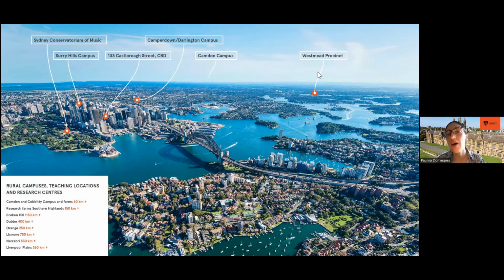And we also have this Westmead precinct, which is basically for research in the areas of health and sciences. And we have other research hubs outside of the New South Wales area, in other states such as Queensland, for example. But we don't have anything outside Australia.